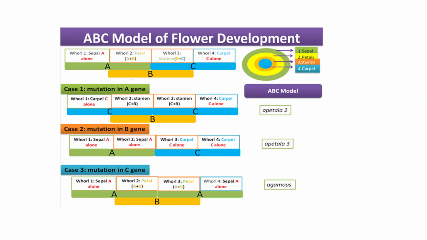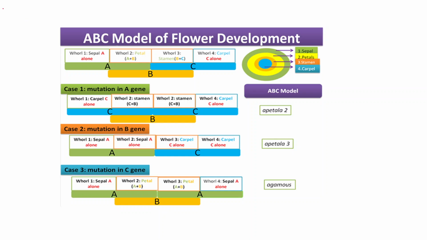And there are three genes, A, B, and C. The combination of these genes decides whether sepal, petal, stamen, or carpel will be formed. So these A, B, C are three classes of genes, and these are called MADS-box transcription factors.